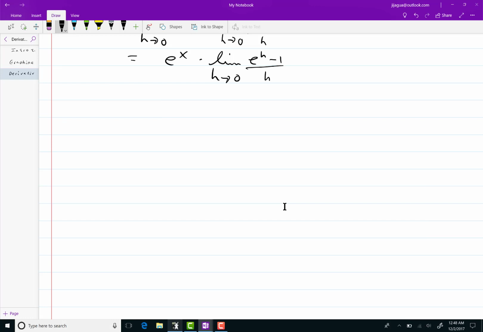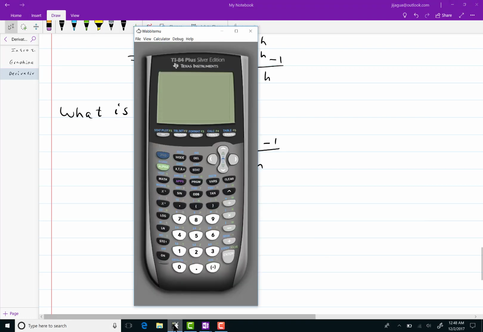So, what is the value of the limit as h goes to 0 of e to the h minus 1 over h? So I'm going to try to do it on the calculator. I will turn it on, go to y equals, and clear this.